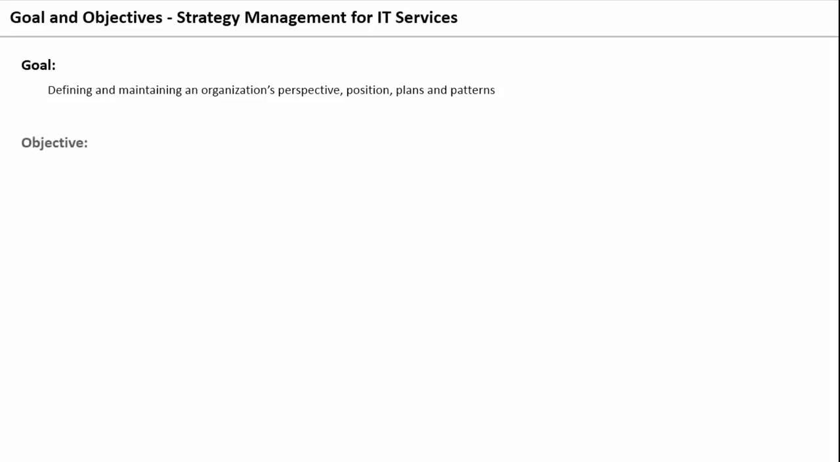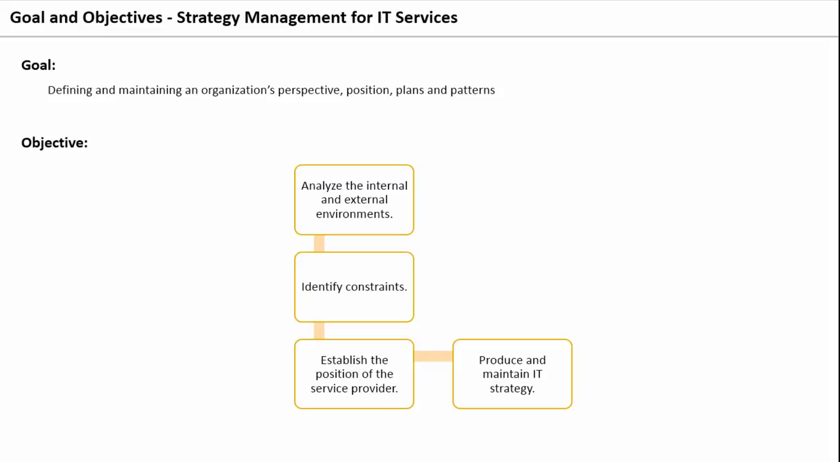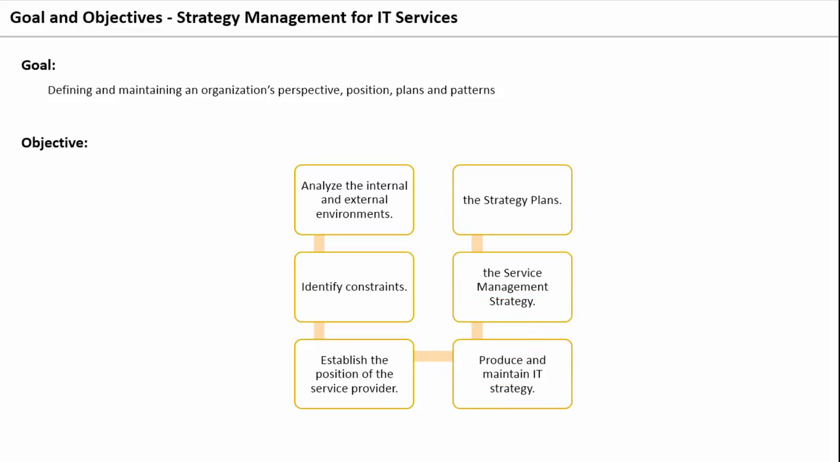Here are a few objectives. Analyse the internal and external environments to identify opportunities that will benefit the organisation. Identify constraints that might prevent the achievement of business outcomes. Establish the position of the service provider relative to its customers and other service providers. Produce and maintain IT strategy, the service management strategy and the strategy plans for each service where appropriate. You should always remember that IT strategy must be aligned to business strategy.